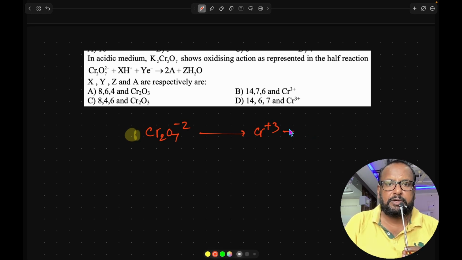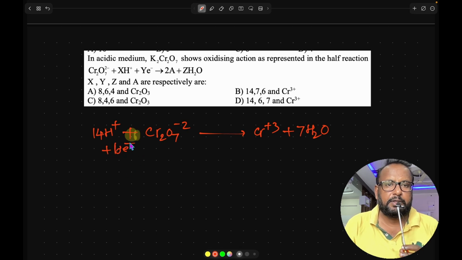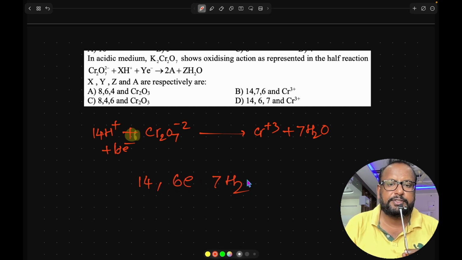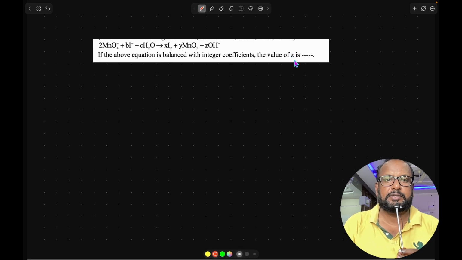So we will balance the oxygens. So I'll get 7 moles of H2O. My Z is 7. I can take 14 H plus ions here and 6 electrons. So H plus ions are 14, right? Y is 6 electrons and 7 H2O. So 14, 6, 7. The answer is D. Here is another reaction. We have to balance it to find the OH minus, so we have to do complete balancing.